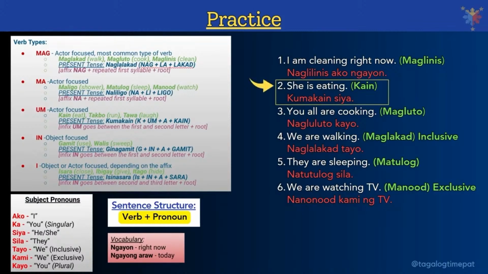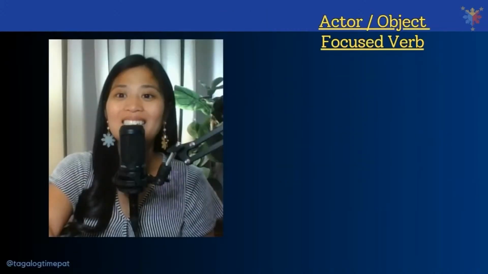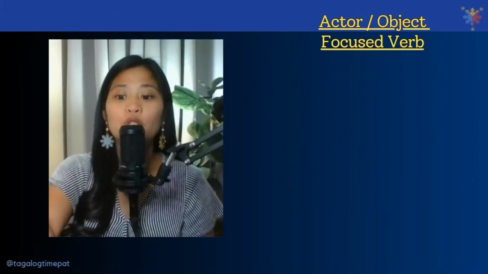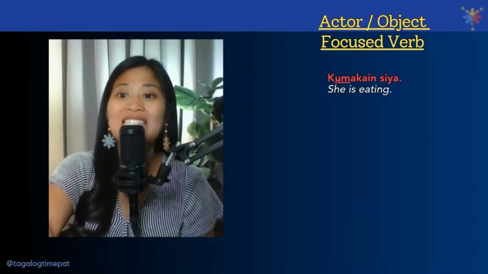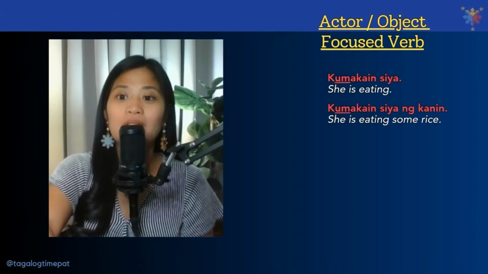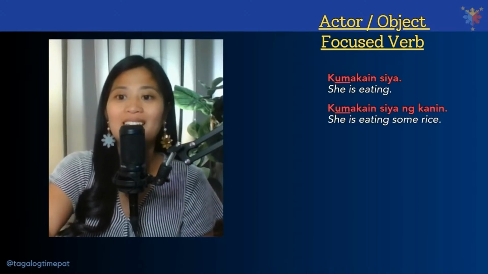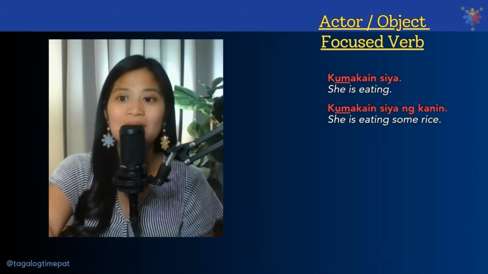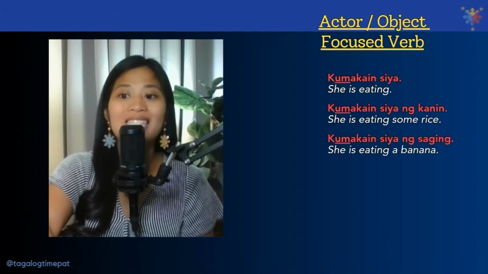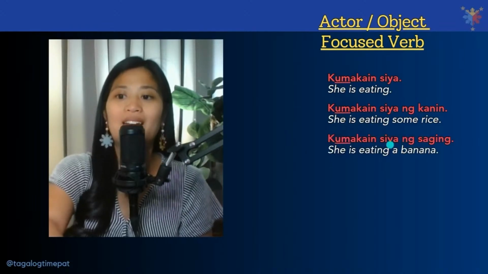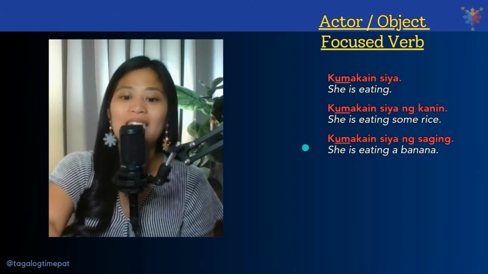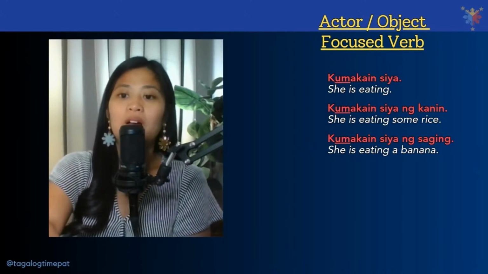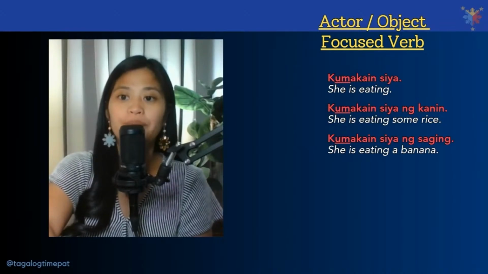Now, I want to take a look at this phrase, she is eating. Kumakain siya. Kain is a good example of a verb that can be actor or object focused. So we just learned, kumakain siya. She is eating. But you could also say, kumakain siya ng kanin. She's eating some rice. Or kumakain siya ng saging. She's eating a banana. So ng can mean some or a thing. And in all of these examples, kain is being conjugated as an um verb.